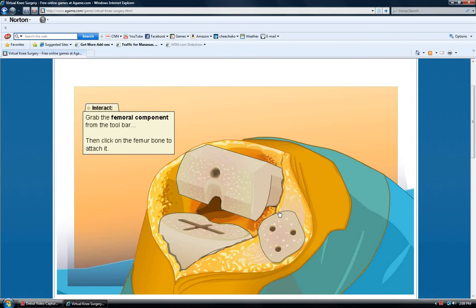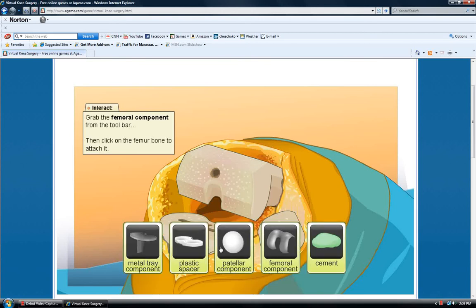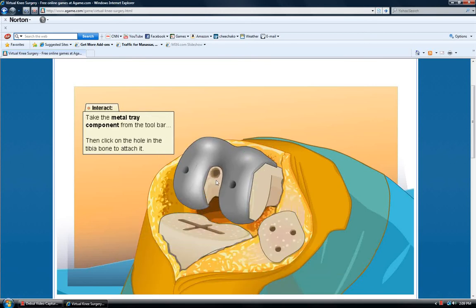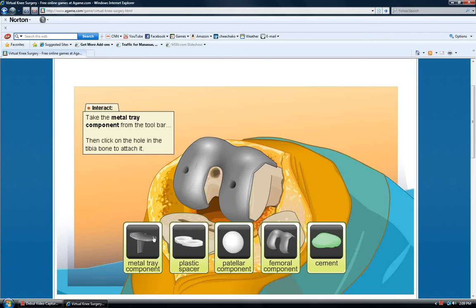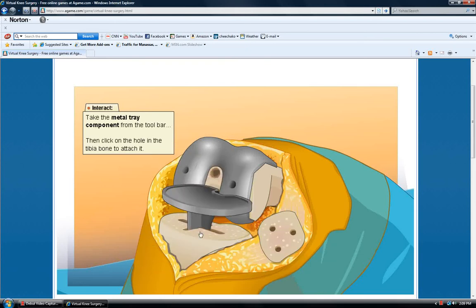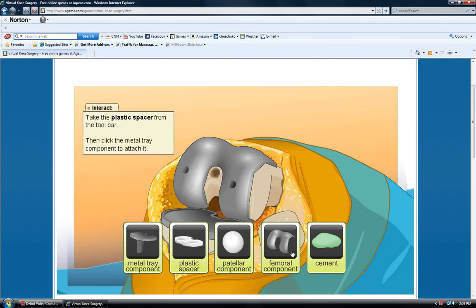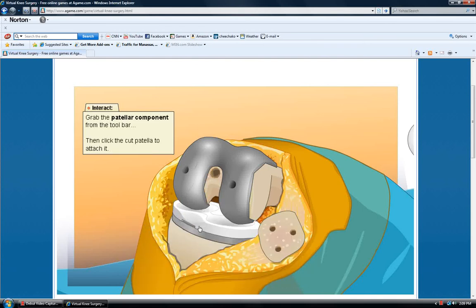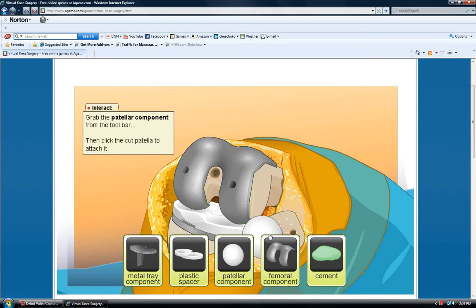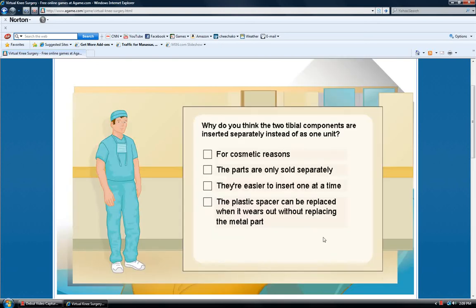First, attach the femoral trial component. Attach the metal tray trial component to the tibia. Insert the plastic trial spacer into the metal tray component. Lastly, attach the patellar trial component. Why do you think the two tibial components are inserted separately instead of as one unit?